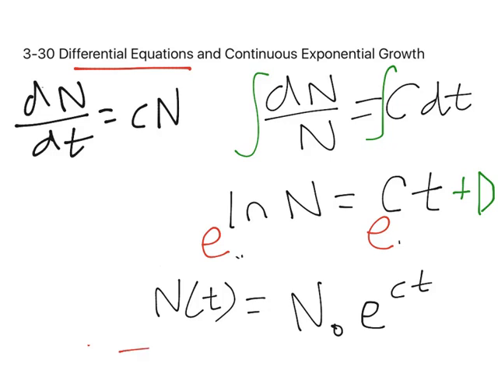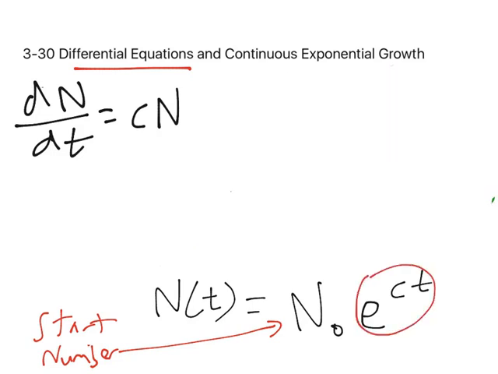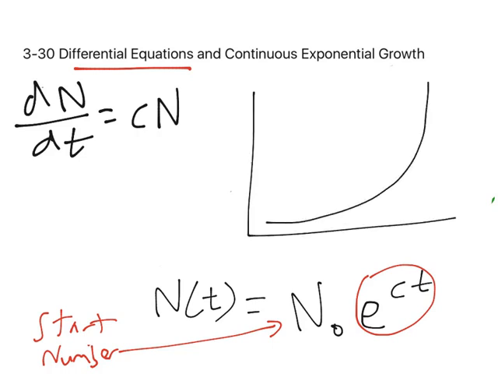So what does this equation mean? Well, this is the starting number. How many people start by having the infection? And notice that we have exponential growth. The graph of e looks like this. And that's really the way the number of people infected with the coronavirus has been growing over time.